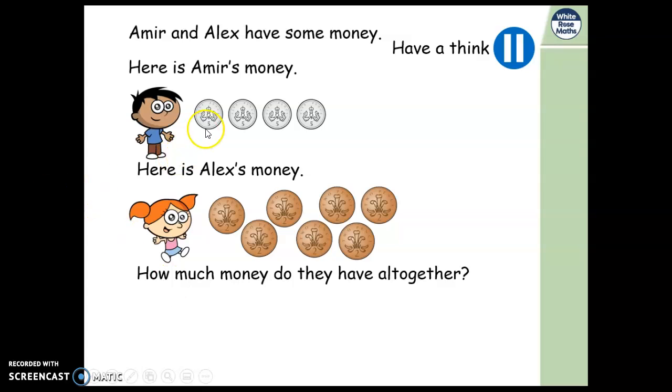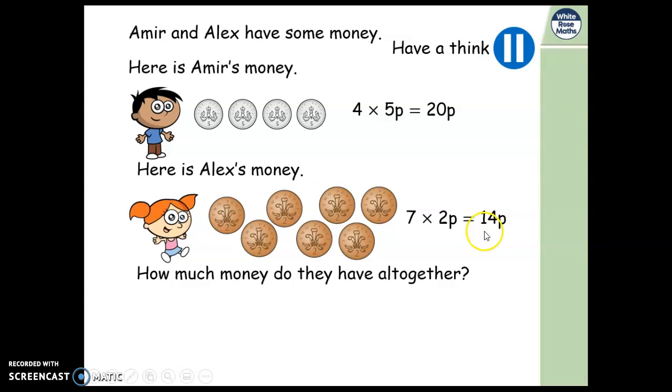If you look at the coins, Amir has 5p's or 5 pennies. So we're counting in 5. So here we have 5, 10, 15, 20. These are 2 pennies. So if we counted those, we'd be counting in 2s. 2, 4, 6, 8, 10, 12, 14. 4 times 5 is 20. 7 times 2 is 14.